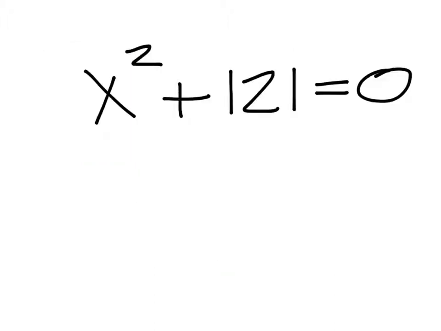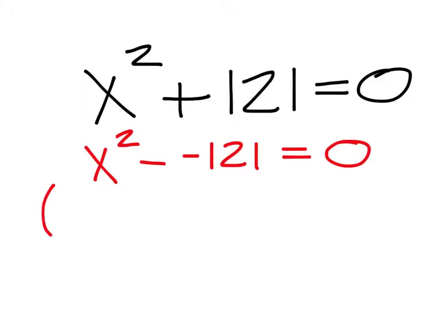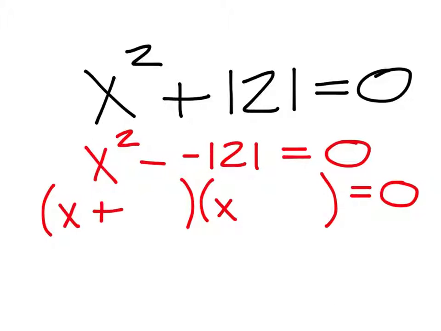Here's example 2. x squared plus 121 equals 0. What do I need to do first? Make it a minus negative. Yeah, minus a negative. The square root of x squared is, not x squared, just x. Alternate the signs. But what's the square root of a negative 121? 11i. So the final answer would be plus or minus 11i.